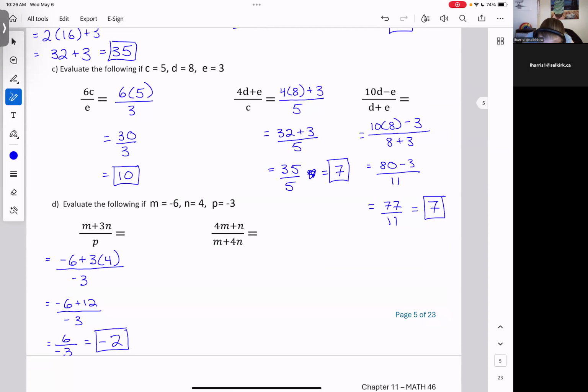Okay, and next one, we've got 4 times m, which is -6, plus n, which is 4. We're dividing by m of -6 plus 4 times n of 4. So we get -24 plus 4 over -6 plus 16. And if we do those additions, we get -20 divided by 10. And so we get an answer of -2.